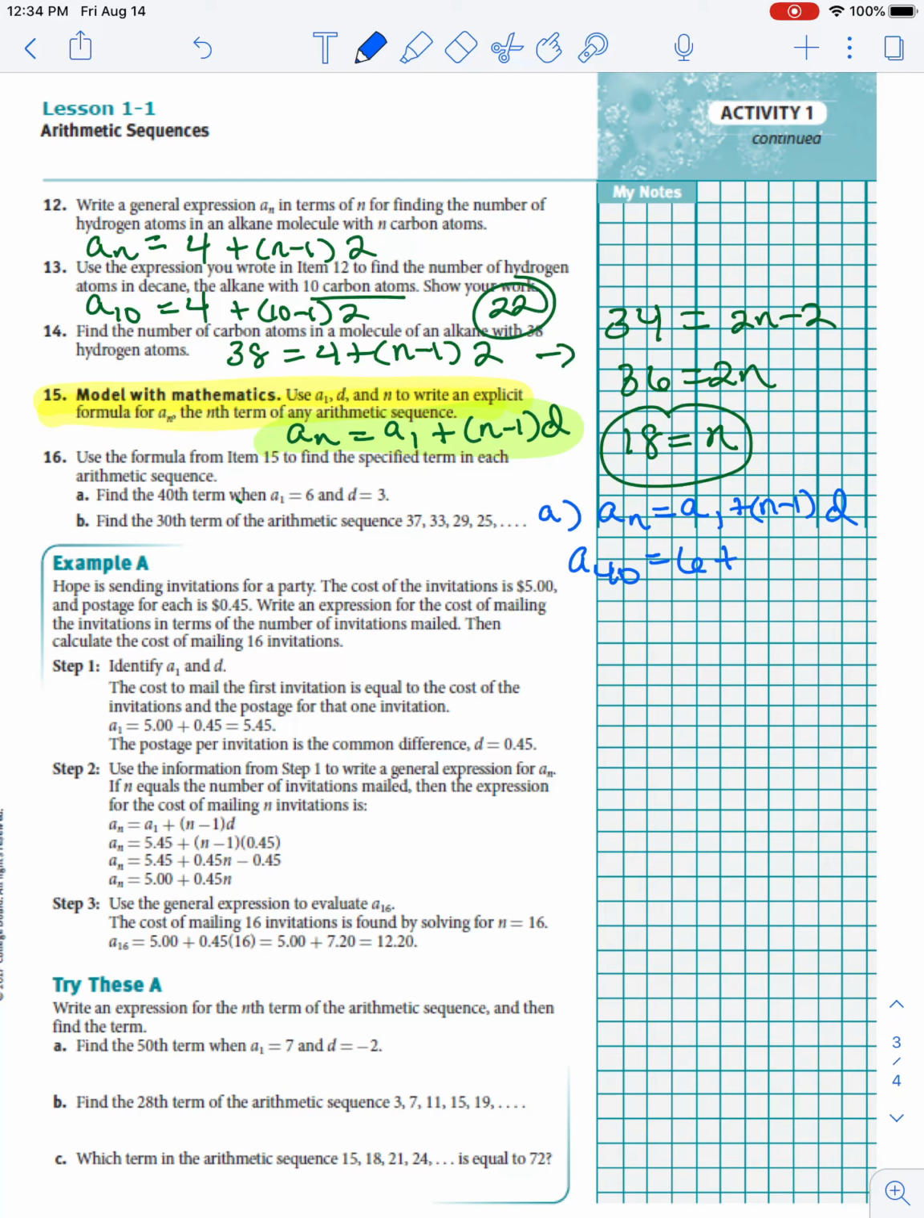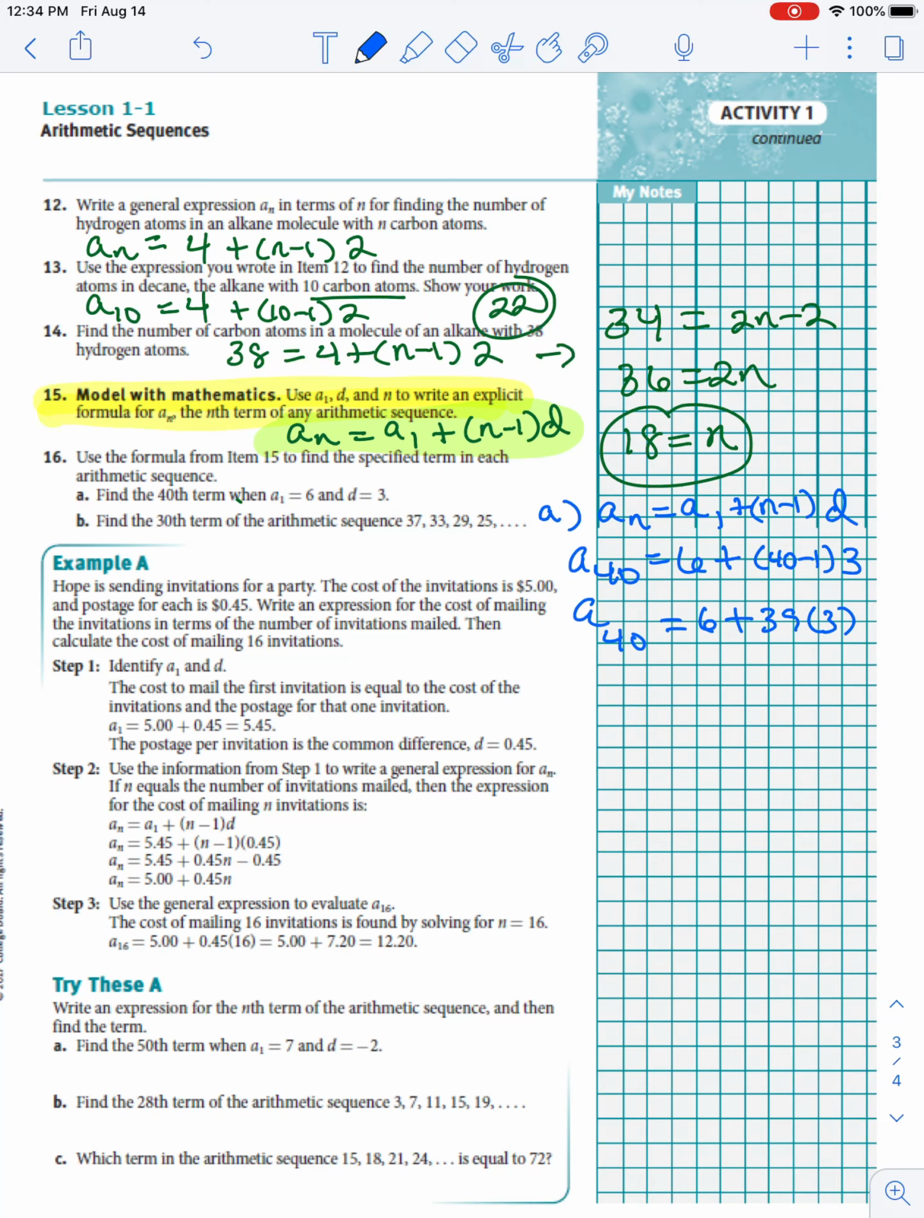And A sub 1, which is the first term, that's 6. And then n minus 1 is 40 minus 1. And then my common difference, they told me, is 3. So they gave you everything. I call this the plug and chug problem. So A sub 40 equals 6 plus, and then 40 minus 1 is 39 times 3.